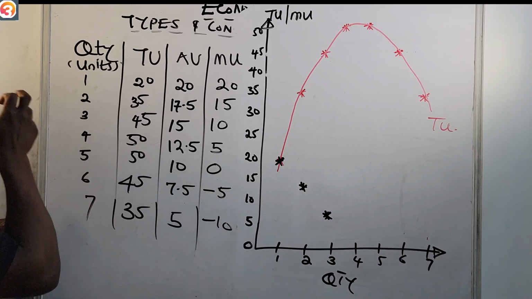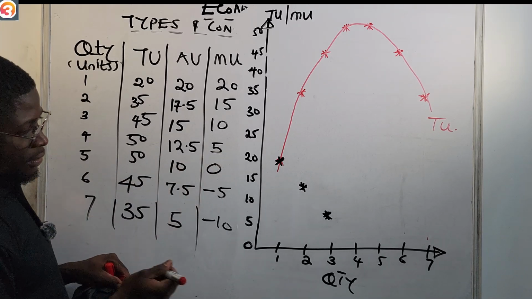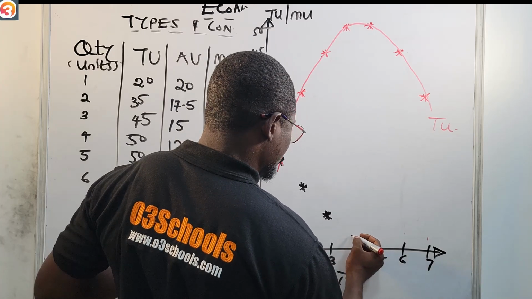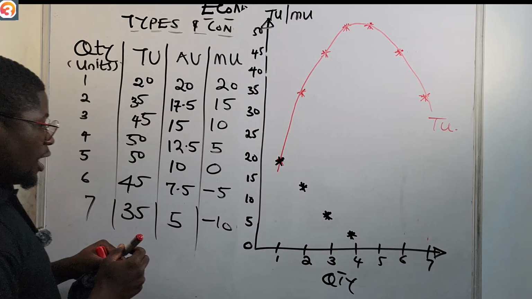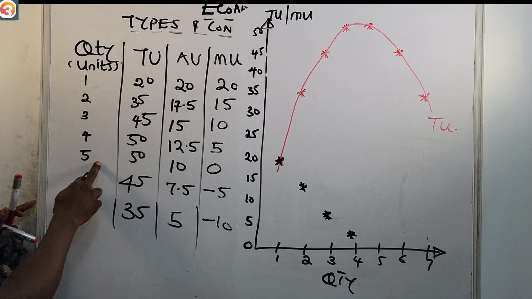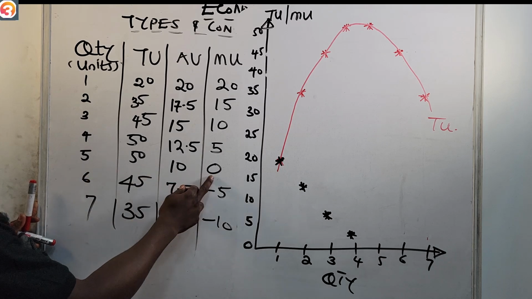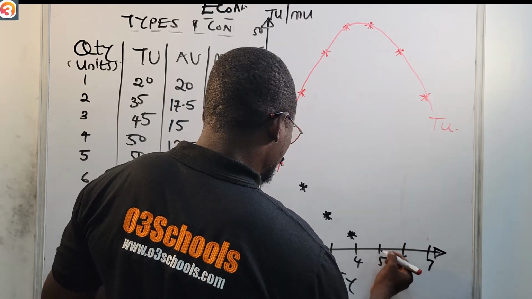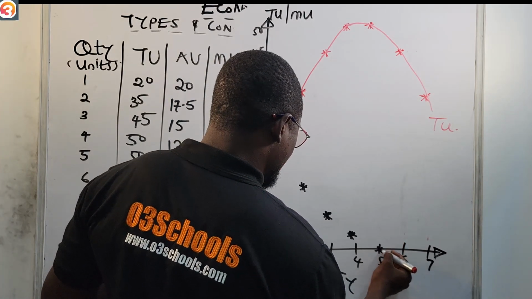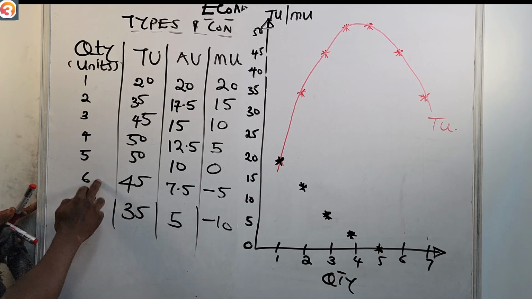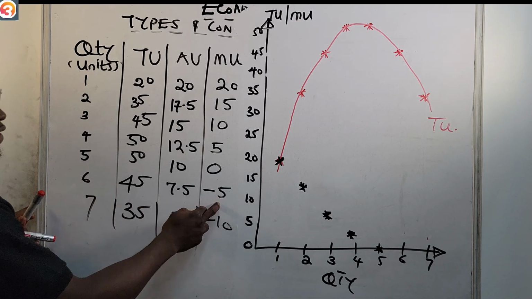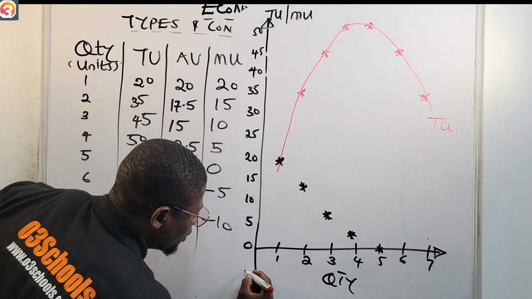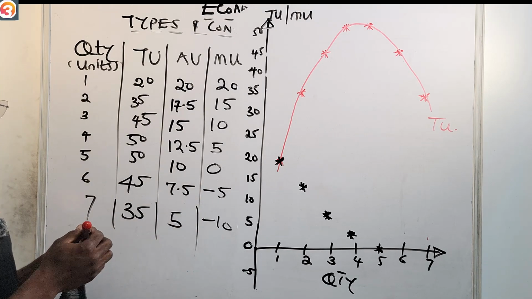When quantity was 4, marginal utility was 5. 5 is somewhere here. When quantity was 5, marginal utility was 0, so it was somewhere here. When quantity was 6, marginal utility was minus 5. Where's our minus 5? If this is our 0, there will be minus 5. Yes, that will be minus 5.